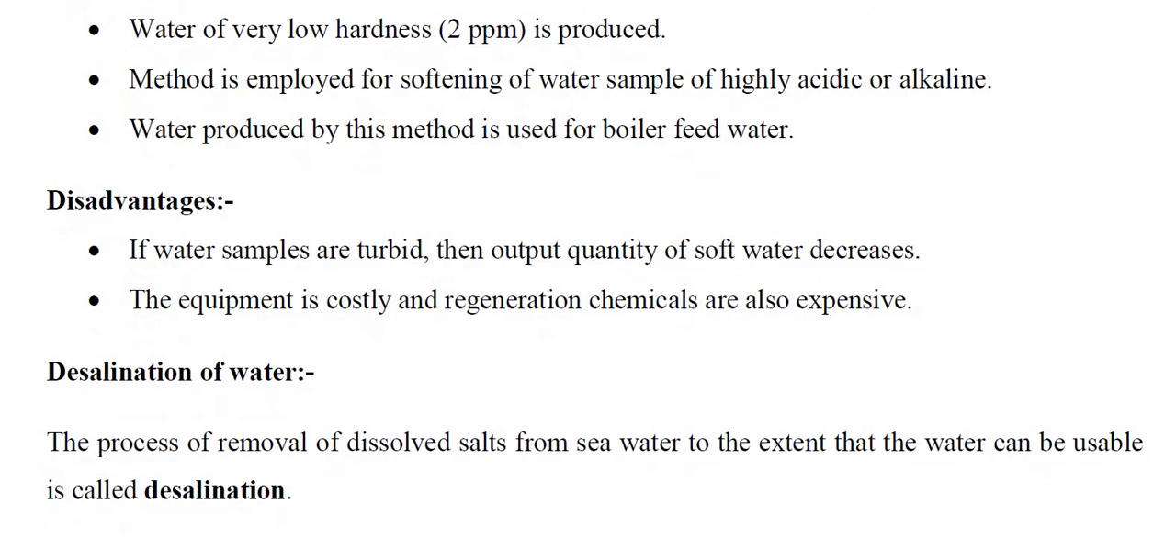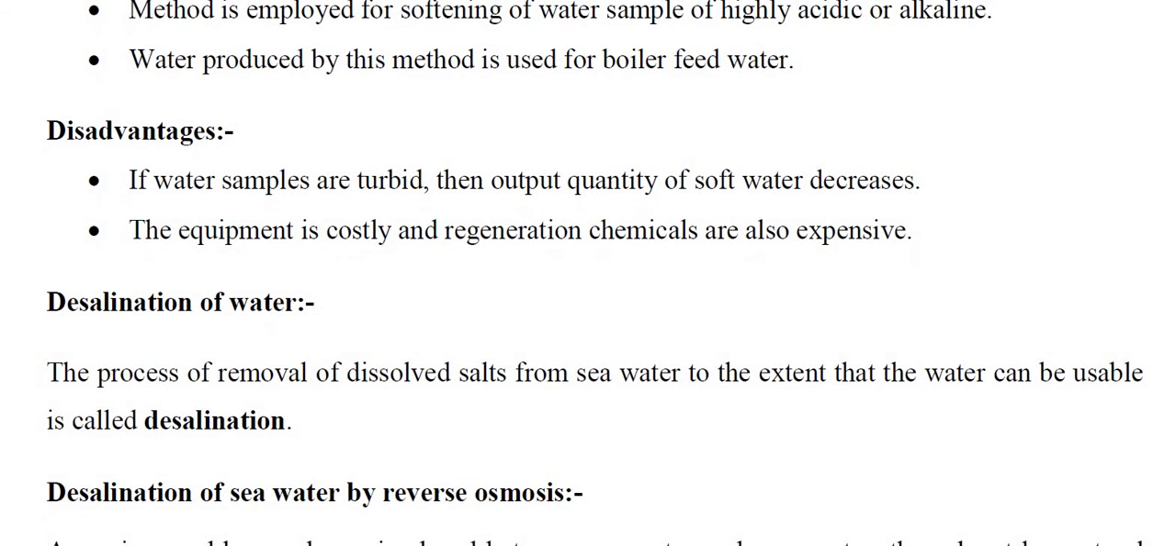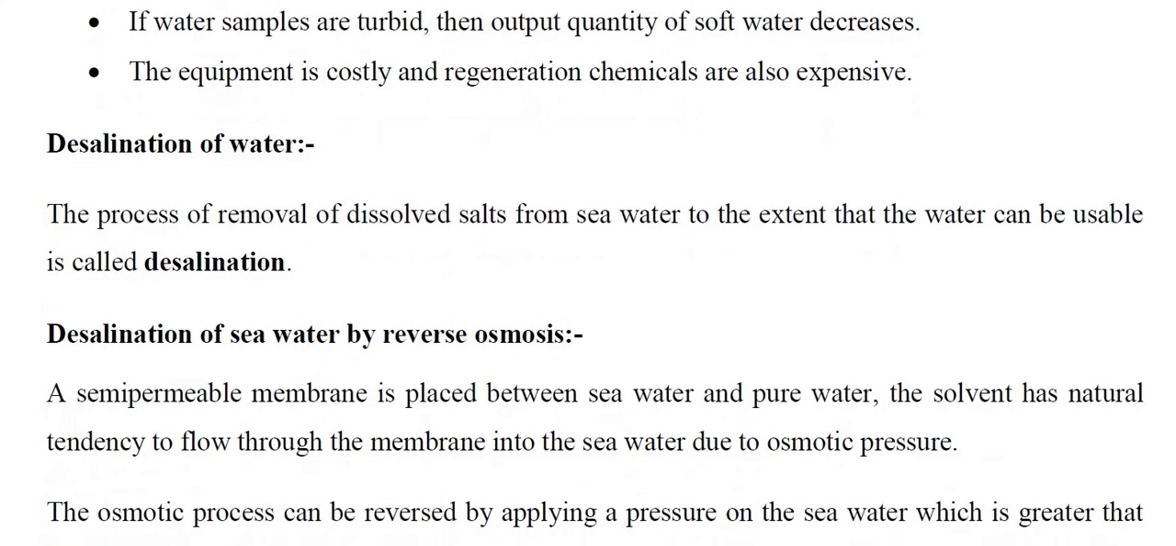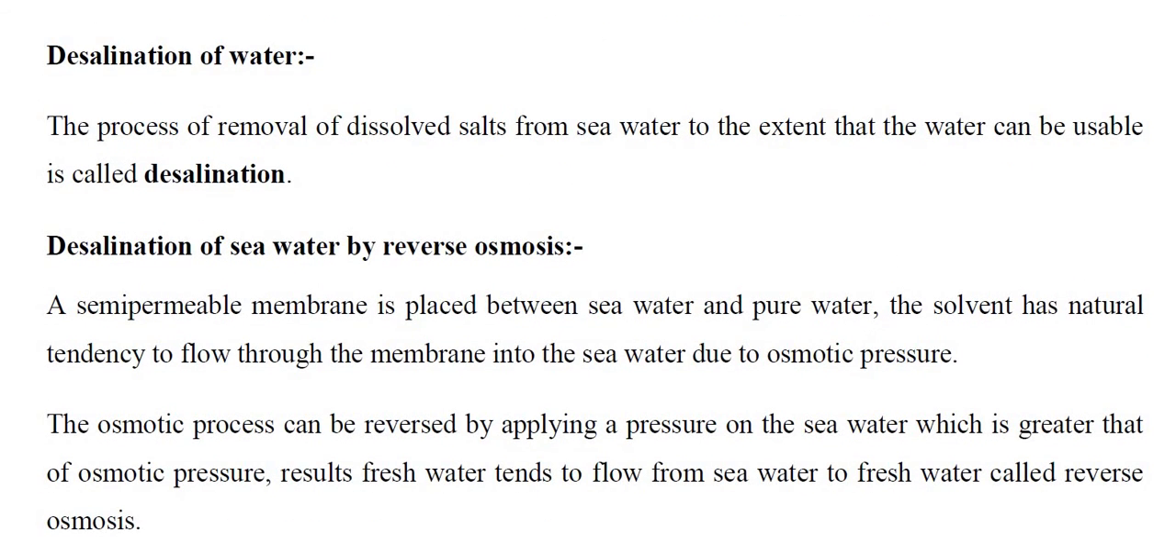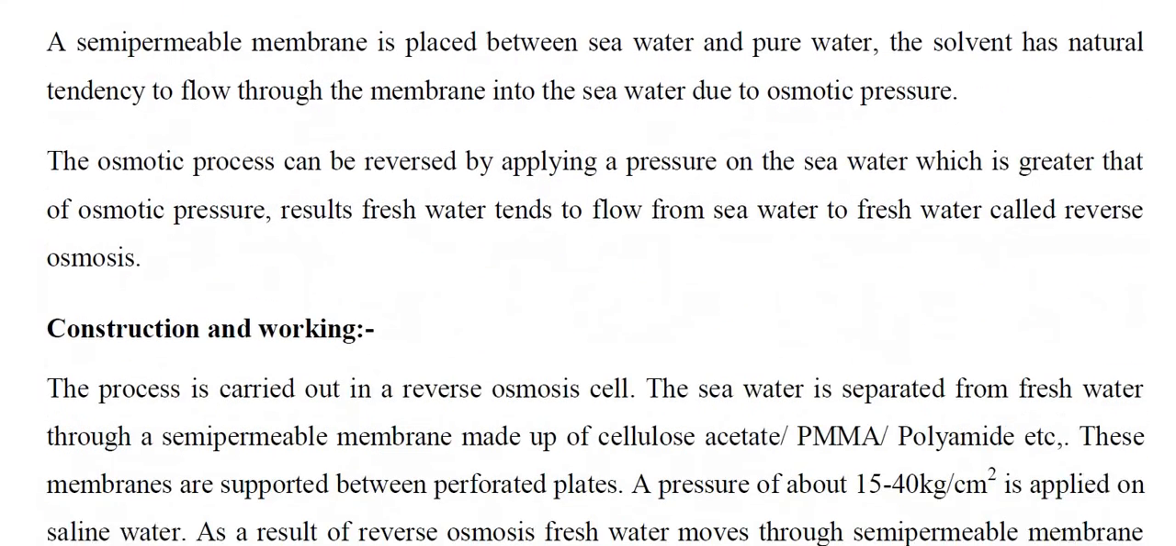Then the desalination process. It is the process of removal of dissolved salt from seawater to the extent that the water becomes usable. Desalination is done by the reverse osmosis process. A semi-permeable membrane is placed between seawater and pure water. The solvent has a natural tendency to flow from the pure water through the membrane to the seawater due to osmotic pressure. This flow can be reversed by applying a pressure on the seawater which is greater than the osmotic pressure. As a result, water tends to flow from seawater to fresh water, which is called reverse osmosis.